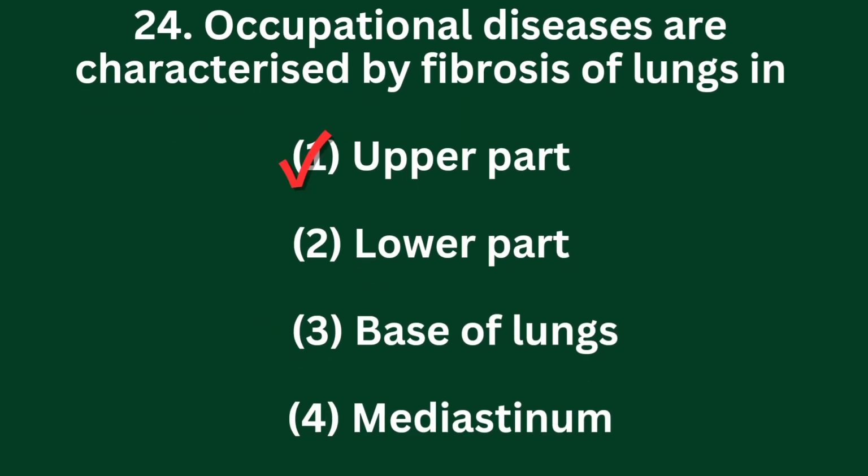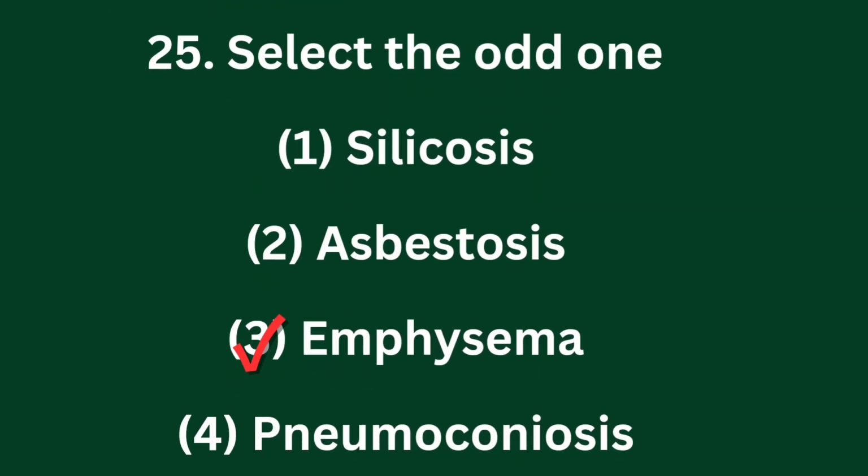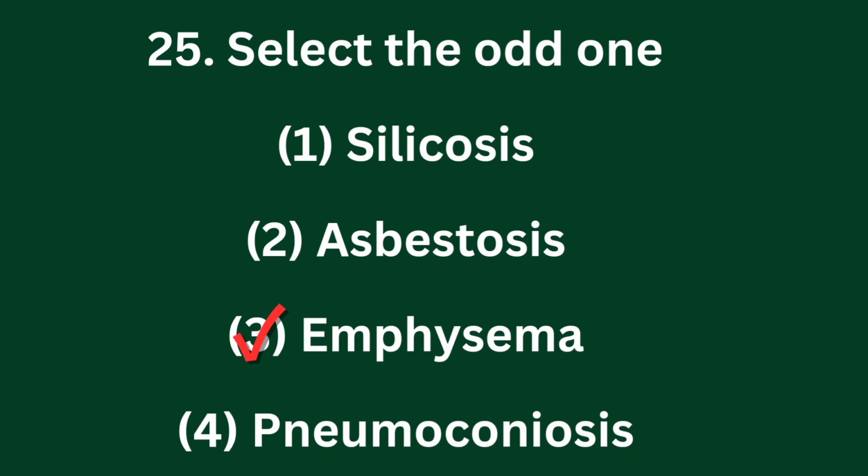Occupational diseases are characterized by fibrosis of lungs in: 1. Upper part, 2. Lower part, 3. Base of lungs, 4. Mediastinum. Select the odd one. 1. Silicosis, 2. Asbestosis, 3. Emphysema, 4. Pneumoconiosis.